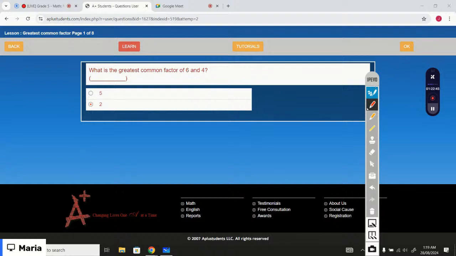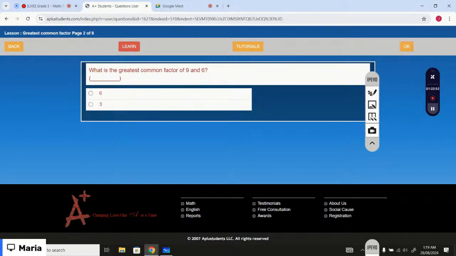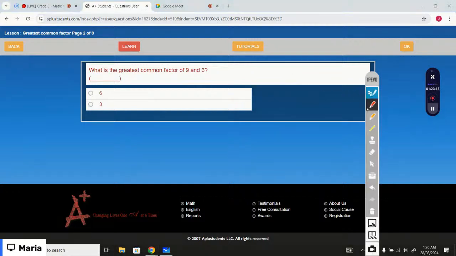So the correct option is 2. What is the greatest common factor of 9 and 6? So which is the correct option? You have two numbers here, 6 and 3, right? So let's just make the factors of 9 and 6.